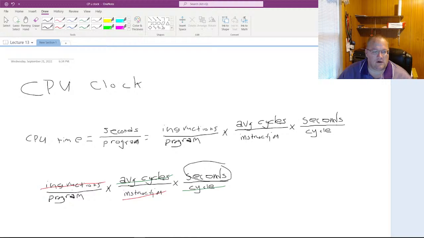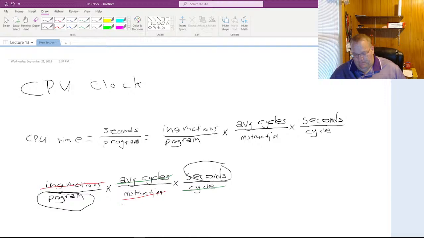Okay, what that tells us is how long a program takes to run, right? So there are three different places we can work on that. One is instructions per program. It's not necessarily lines of code, because many times one line of code will result in multiple different instructions at an assembly language or machine code level. We'll talk about the difference between those before we get done.